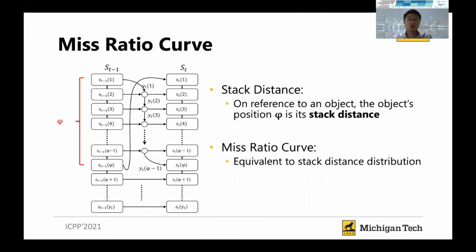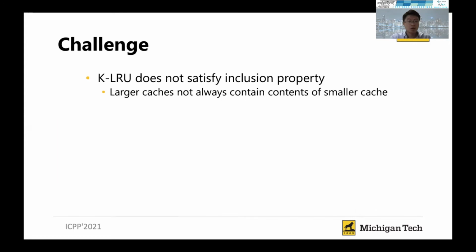Then to obtain the miss ratio curve, we collect stack distance while processing the reference string through a stack algorithm. The stack distance is simply the distance from the stack top to the object's position. Once we obtain the stack distance distribution of the workload, the miss ratio curve is simply the complementary cumulative distribution function of the stack distance distribution. The main challenge we faced is that K-LRU is not a stack algorithm, because it does not satisfy the inclusion property.